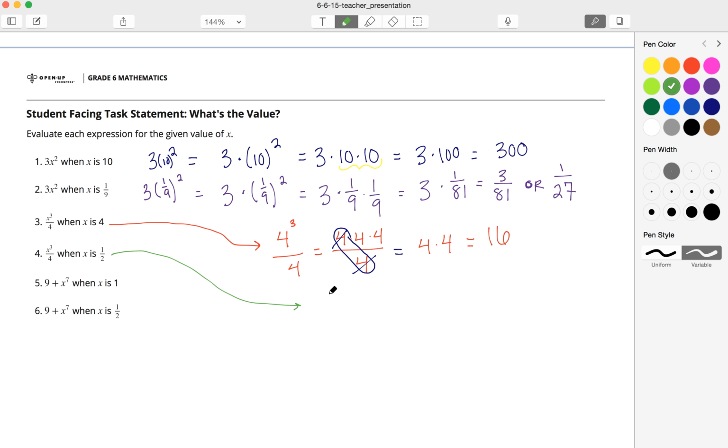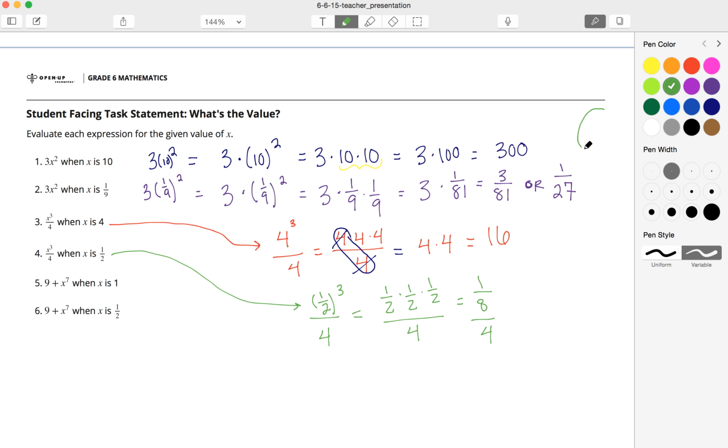X to the power of 3 over 4, and x is going to be 1/2 to the power of 3. Well, this is going to be 1/2 times 1/2 times 1/2 over 4. That's going to give me 1, so 2 times 2 is 4, 4 times 2 is 8, over 4. So I have to think, if I have 1/8 and I divide it into 4 pieces.